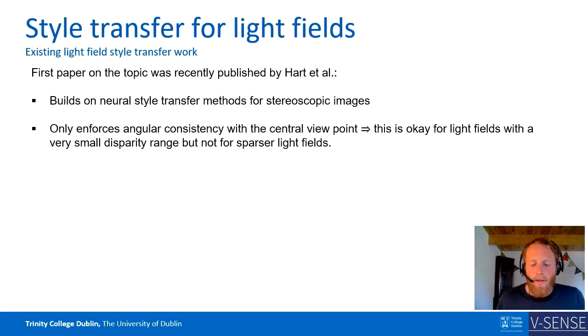The first paper on the topic was recently published by Hart et al. Their method builds upon neural style transfer methods for stereoscopic images. For each viewpoint, only a pairwise angular consistency between that view and the center view of the light field is enforced. This is okay for light fields with a very small disparity range, which they use as their test material. However, it is less appropriate for sparser light fields.